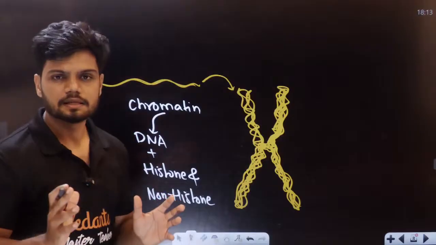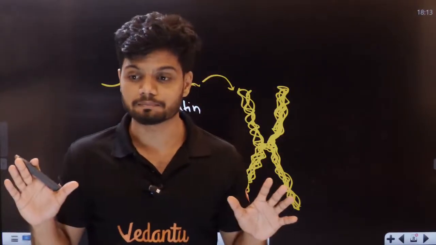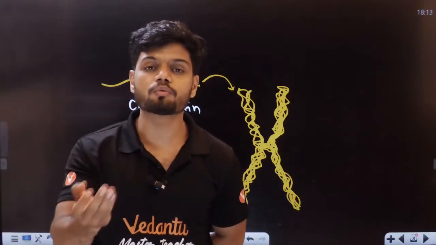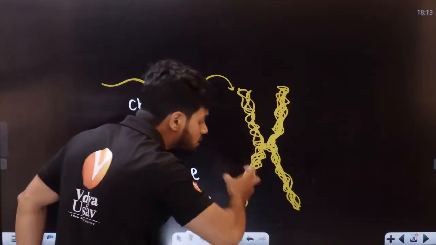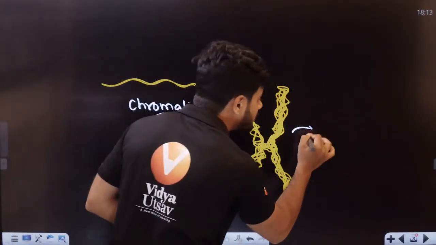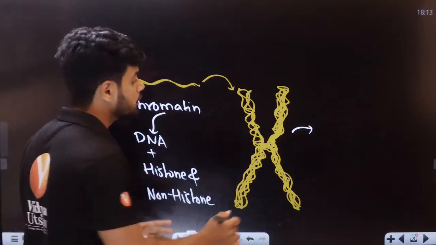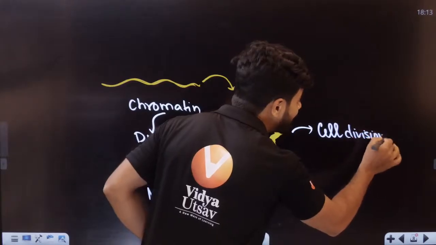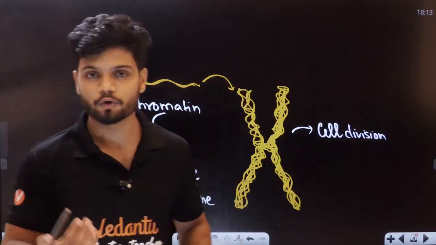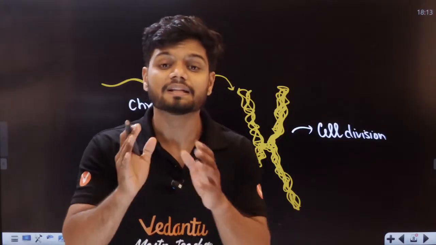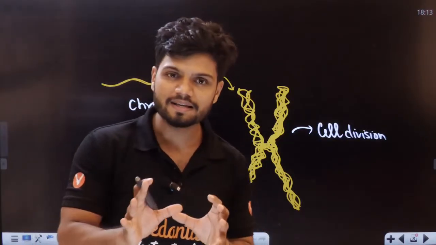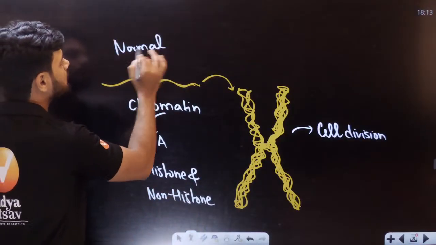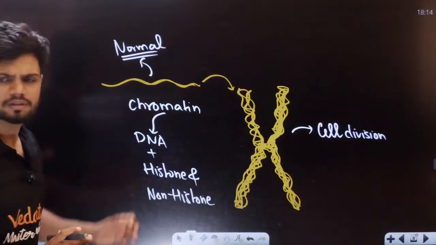Now the question arises, do you find chromosomes all the time? Students, do you find chromosomes all the time? No, not really. You cannot find chromosomes all the time. This structure called a chromosome is only visible during cell division, when the cell is undergoing prophase, metaphase, anaphase, telophase. That is when you can see the shape. Otherwise, in normal condition, this is how the DNA looks like. It looks like a chromatin.